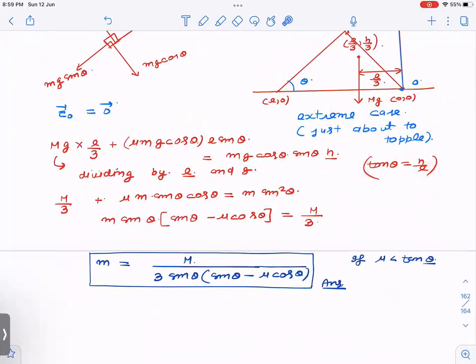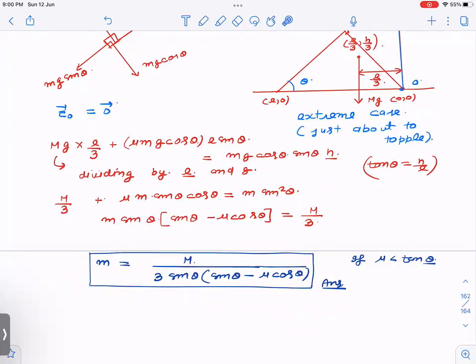You can calculate and see, some of these steps I have skipped, not written. So this becomes m sin square theta. You can see here h by L is tan theta, so sin theta by cos theta cancels, and becomes sin square theta. And we have to find out the value of small m. So small m sin theta is equal to M by 3. So this is the value of m.